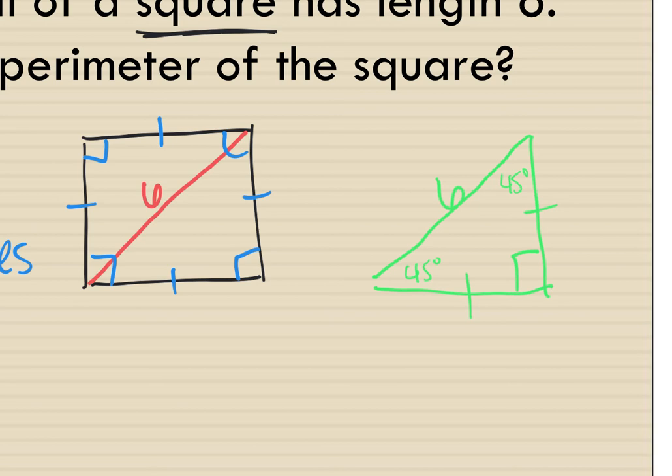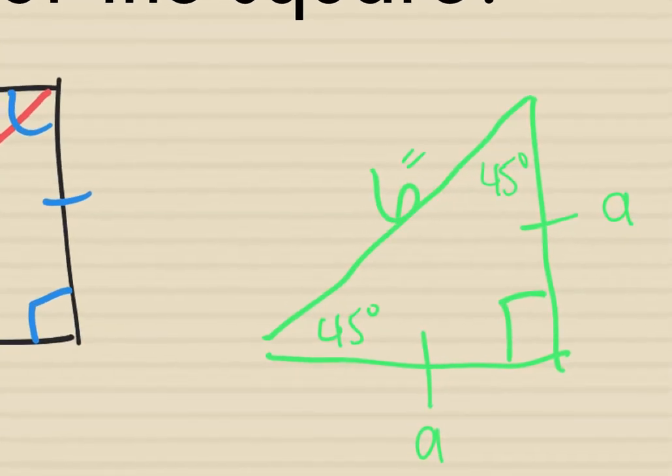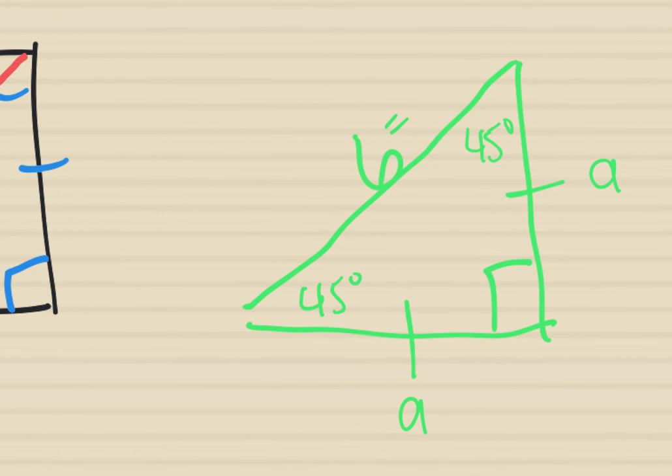So now, what do we know about 45, 45, 90 triangles? Christina? Yep, these 2 sides are going to be the same, so these are both going to be a, and then our hypotenuse is going to be equal to what? That 6 is going to be equal to what? A times the square root of 2.